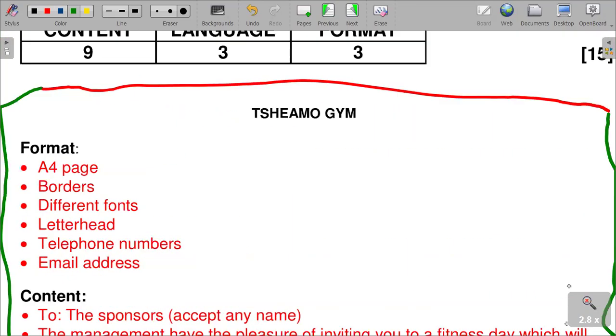So we are writing a formal invitation. We are still having this as the header. The Shamo Gym is always there in every document that you are doing. Please don't forget that any document that you are doing must always have the header of the organization. And then format is very important here. We are not saying you write format, but this is what you should follow. The borders are there, and it must be on a 4-page.